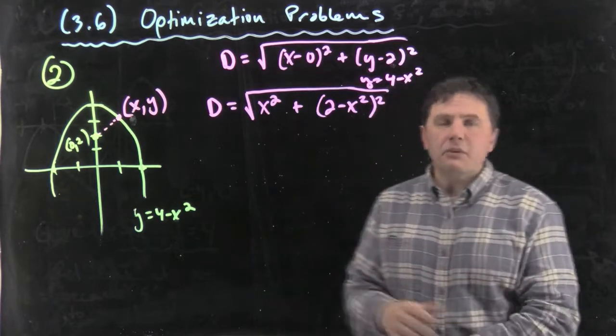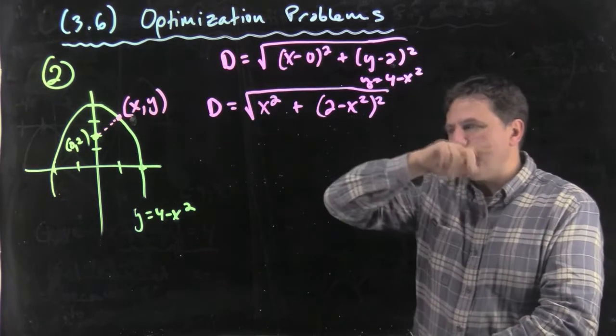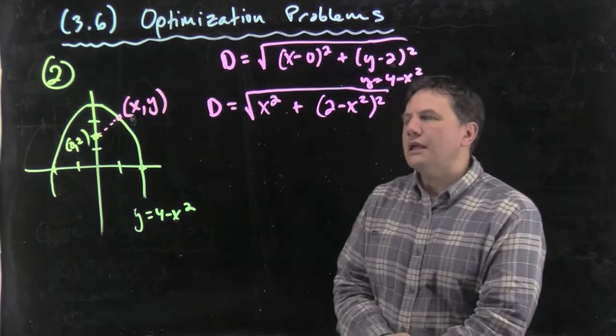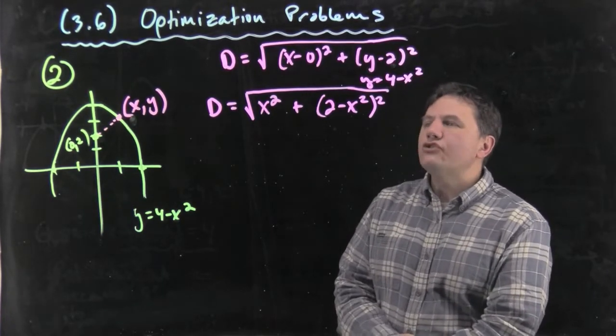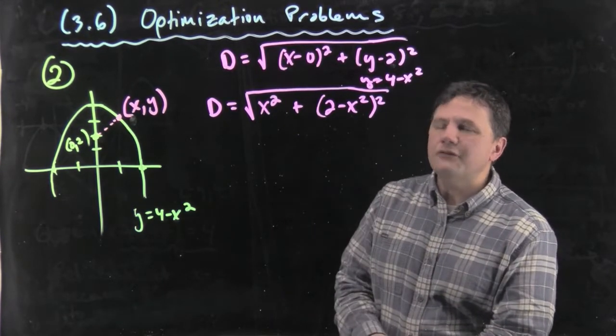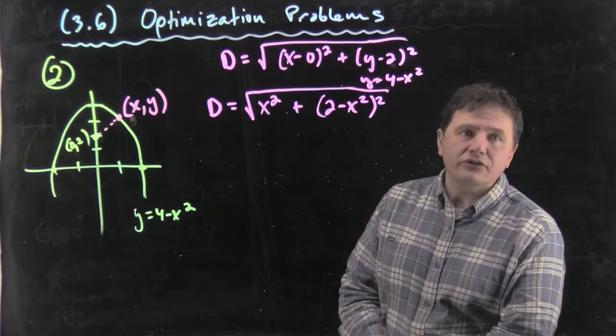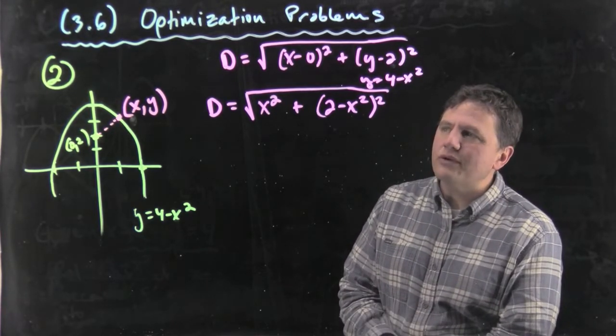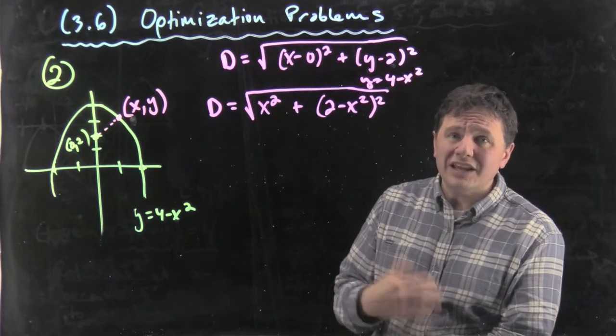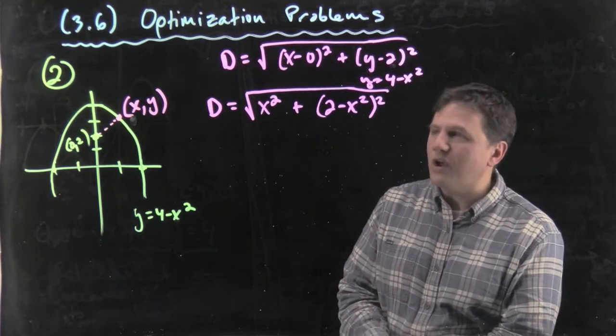I could proceed from here. So I want to find the minimum distance. So I want to find when this function here is a minimum. That means I take the derivative of this. If you're starting to think about that, this is actually quite an obnoxious derivative. It's not that hard to take that derivative, but the problem is once I find that derivative, it is going to be very difficult to solve the equation.